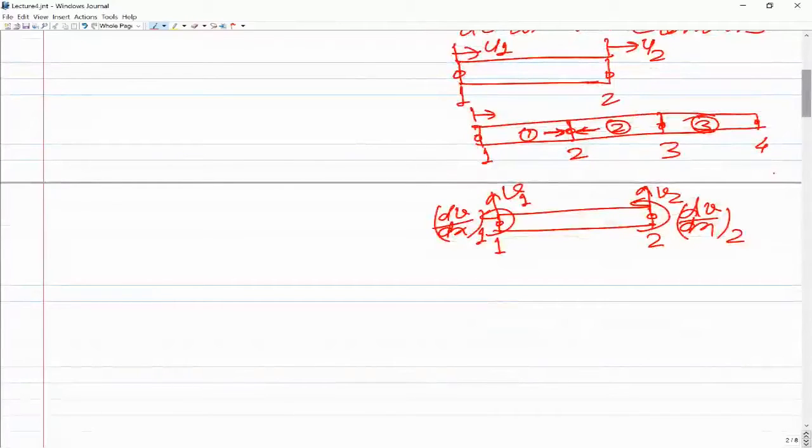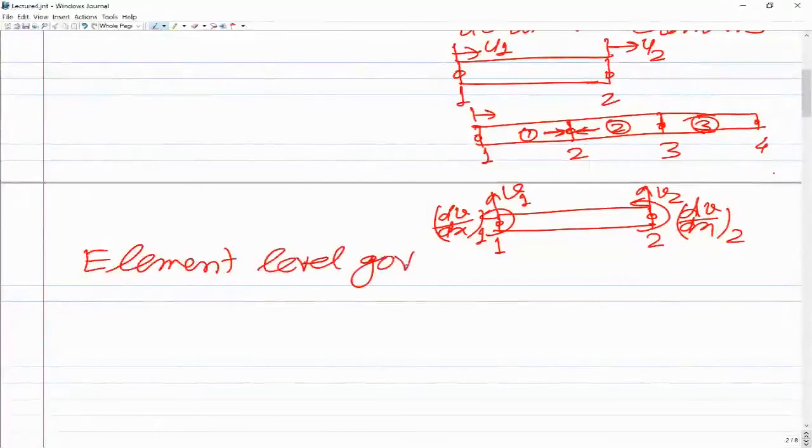So for the same problem, I will demonstrate that. Maybe some of you might have done this, but for the benefit of all the participants, I want to discuss it again. So next is element level governing equation from integral functional.